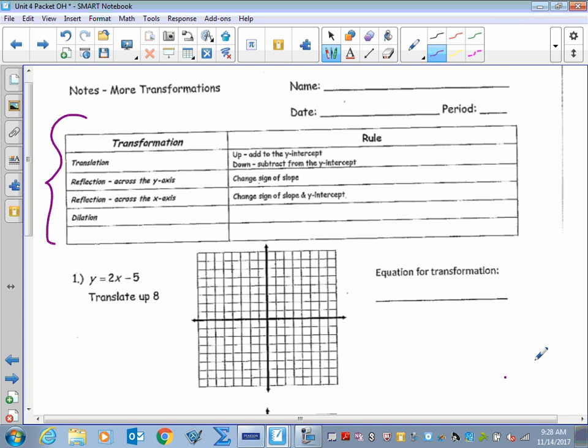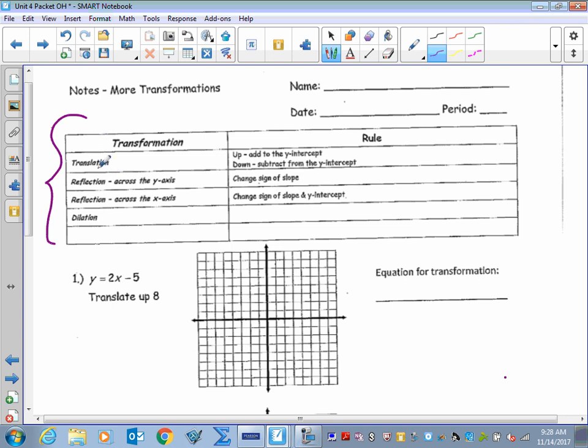So at the top of page 10, you'll see a title that says More Transformation. Transform simply means to change. So we're going to be taking some lines. They're going to give you an equation like in number 1. It says y equals 2x minus 5. And then they're going to ask you to make a transformation. That means they're going to ask you to change the line.